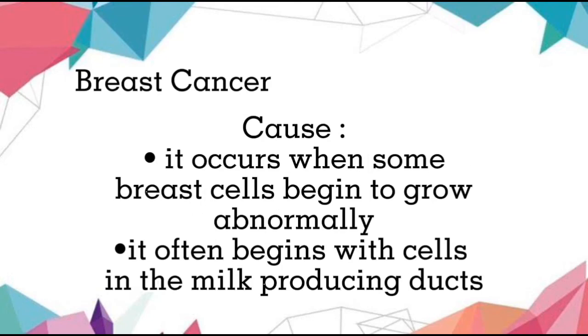Breast cancer. Researchers know that breast cancer occurs when some breast cells begin to grow abnormally. These cells divide more rapidly than healthy cells do and continue to accumulate, forming a lump or a mass. Cells may spread through your breast to your lymph nodes or to other parts of your body.